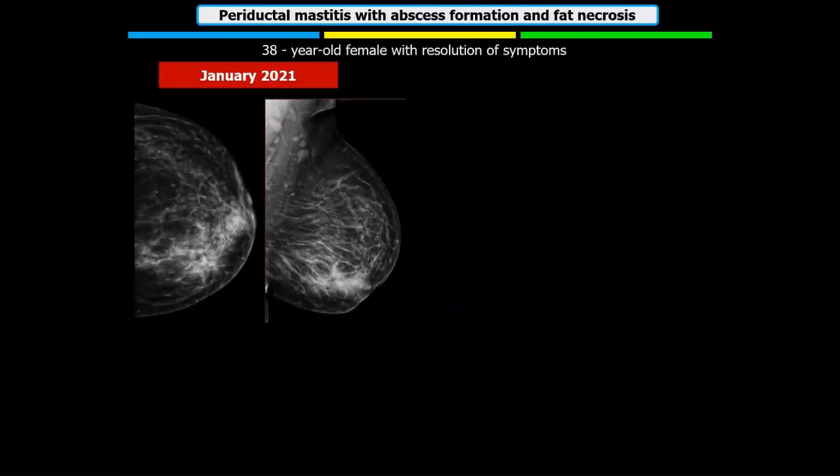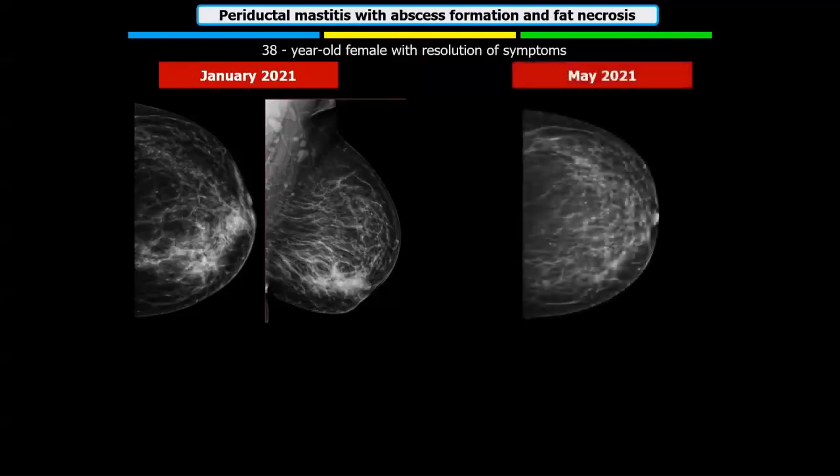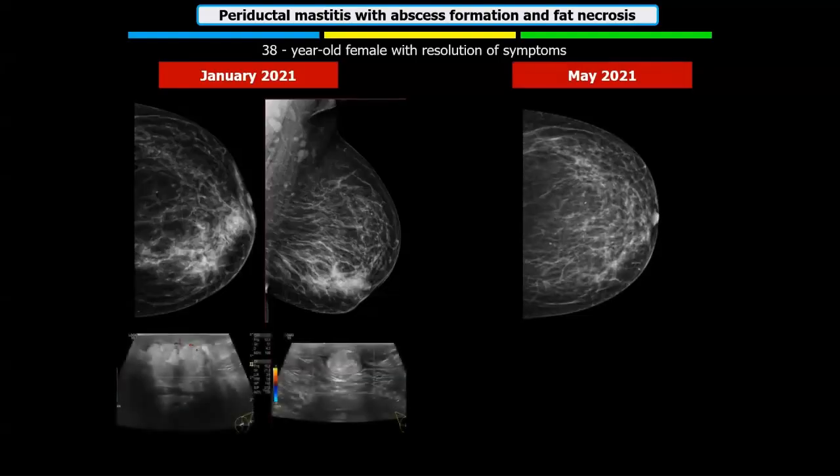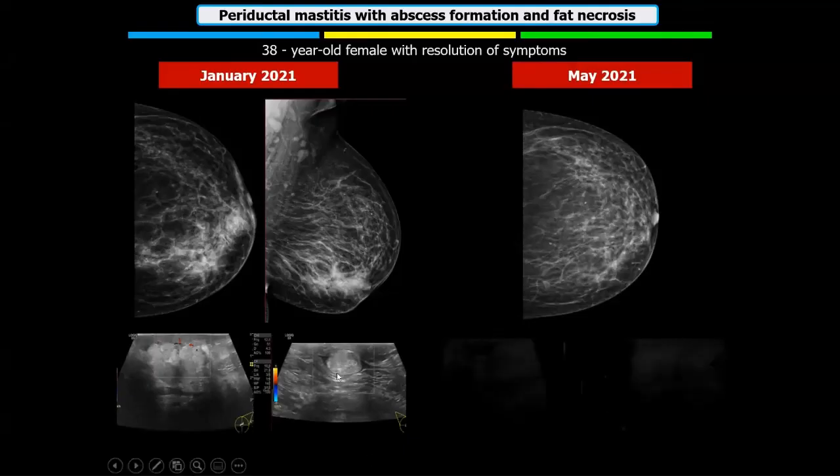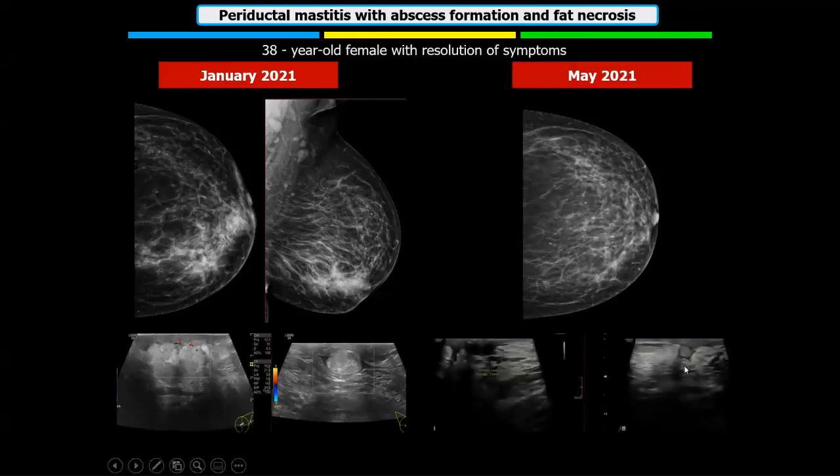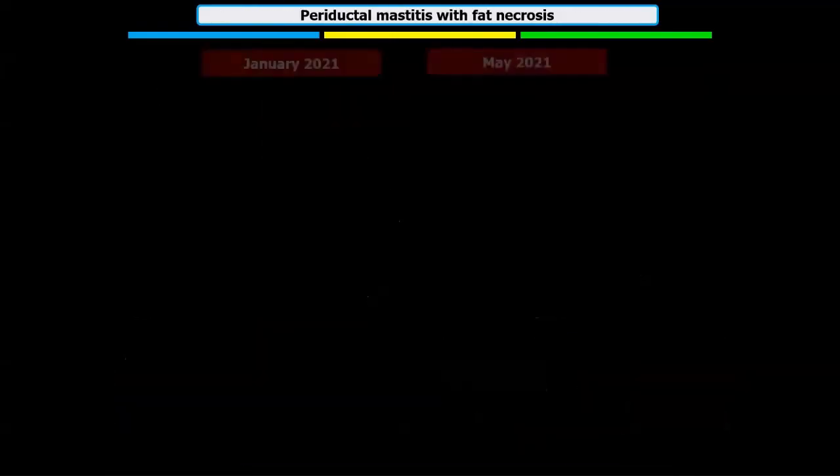We did a biopsy, and the biopsy came back with a periductal mastitis and multiple abscess cavities. This was how she looked in January 2021. She was given treatment and she was asked to come for a follow-up after 5 months. And she came in May 2021, and this is how her breast appeared. And look at the dilated ducts with the retained secretions. Now she has dilated ducts, duct ectasia with minimal retained secretions with no periductal inflammatory reaction.